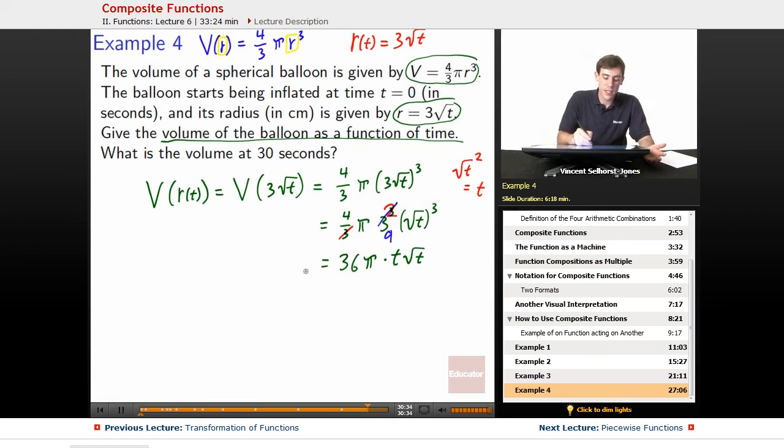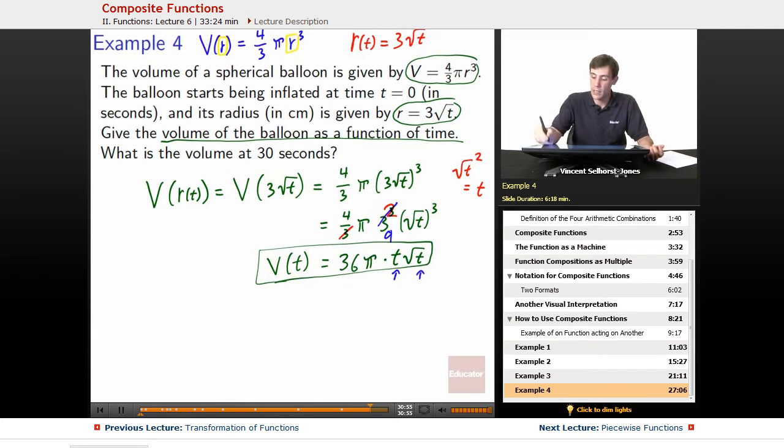And there we are. This is the volume of this balloon, volume of radius of time, but it's also a way of seeing volume that's purely in terms of t, right? T shows up, but pi is a constant, 36 is a constant. So what we've got now is volume based purely off of time. We've got the first part of this question done.